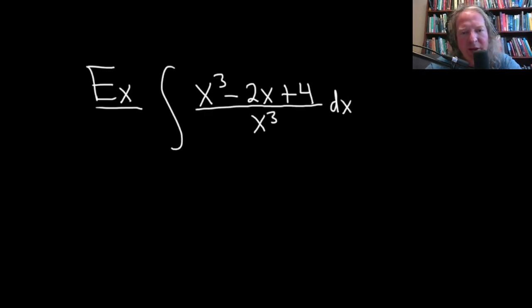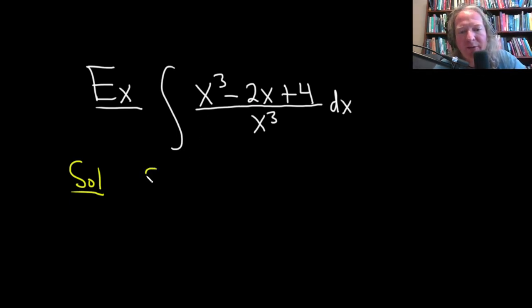Okay, let's integrate this. We have the integral of x cubed minus 2x plus 4, all divided by x cubed. So we have a fraction. So let's go ahead and try to work through its solution. Because we have a single term on the bottom, this is called a monomial, a good idea is to try to break this up into lots of little pieces.